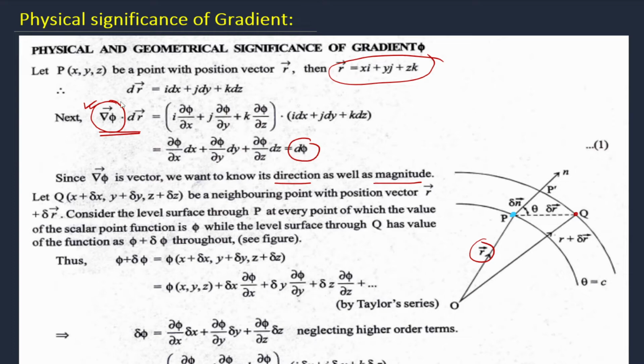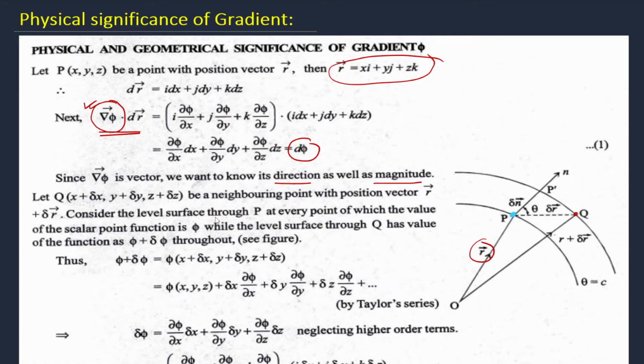The coordinate of P is x, y, z. So the coordinate of Q will be x plus delta x, y plus delta y and z plus delta z. Slight change. What are the changes? Along the x-axis delta x, along the y-axis delta y and along the z-axis delta z. So it is a neighboring point, whose position vector is, you already know this, r bar plus delta r bar.